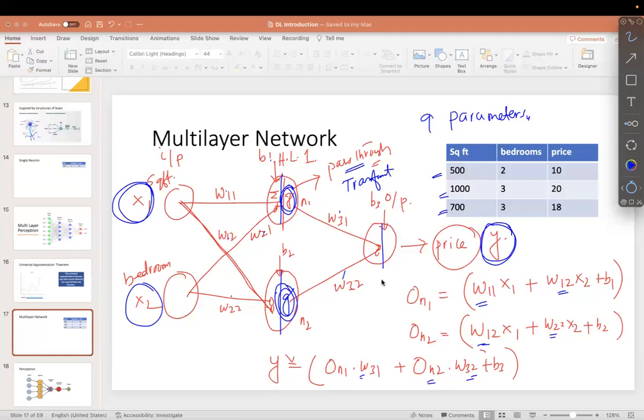But in this particular example, to explain it a little better, I'm not using it, but of course, you can have it. You can have some transformation function.